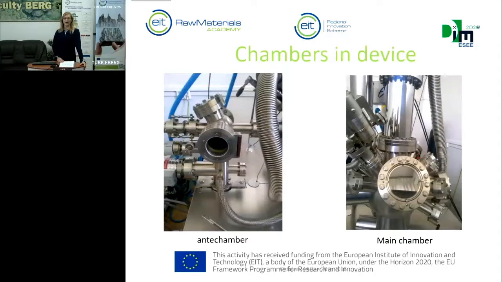The device has two chambers, the antechamber and the main chamber. In the main chamber it is necessary to have ultra-high vacuum permanently, and the antechamber is necessary because with this chamber we are able to put the sample into the device and keep the ultra-high vacuum in the main chamber.